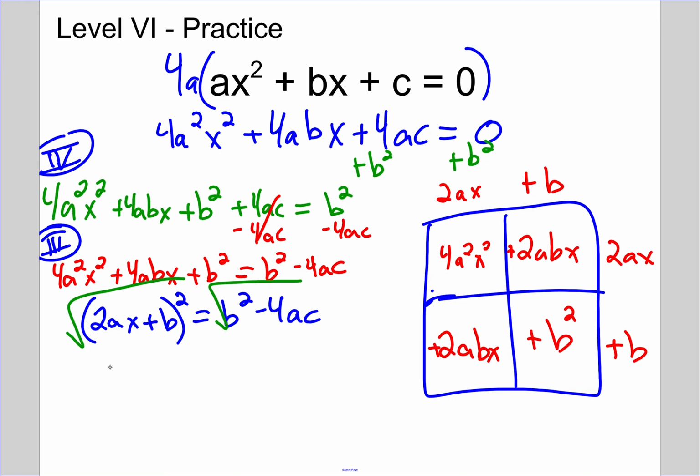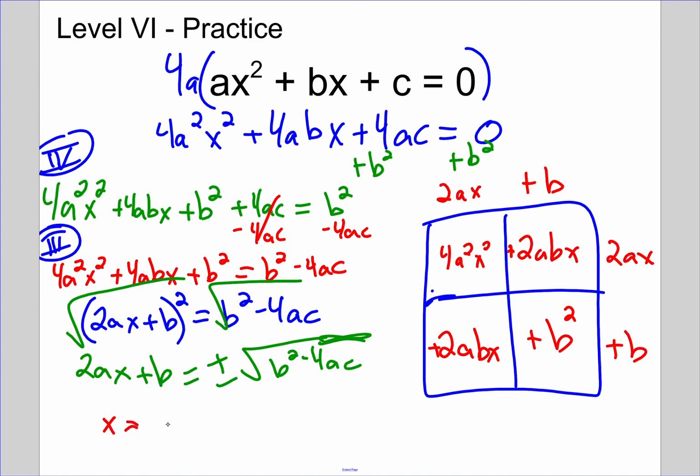Now I'm going to condense this. So we've got 2ax plus b equals plus or minus the square root of b squared minus 4ac. And anybody who knows the quadratic formula knows where we're going from here. We keep going. I'll subtract b, and then I'm going to divide by 2a. I'm not going to do each individual step here.